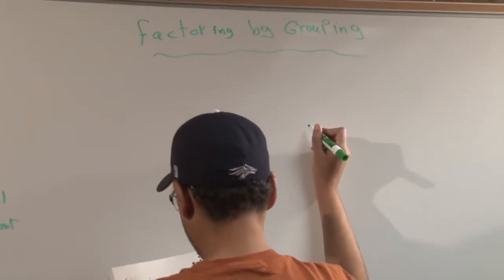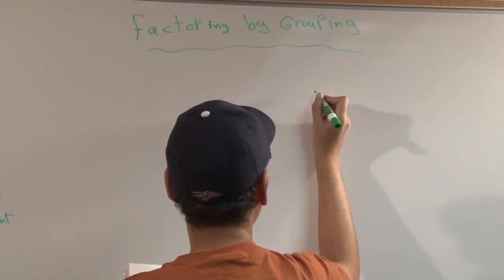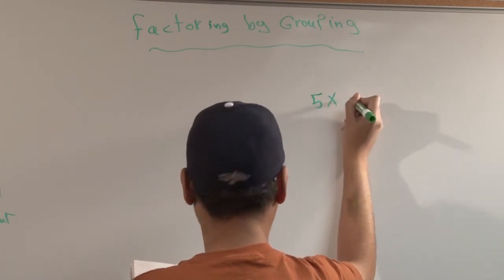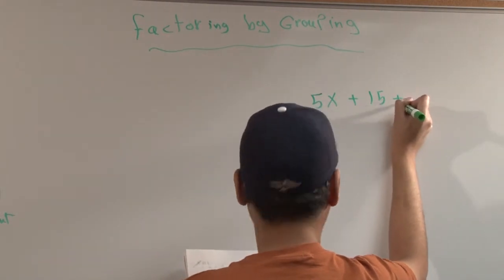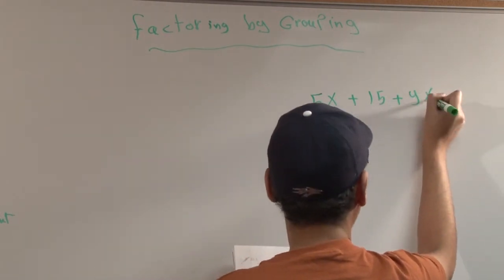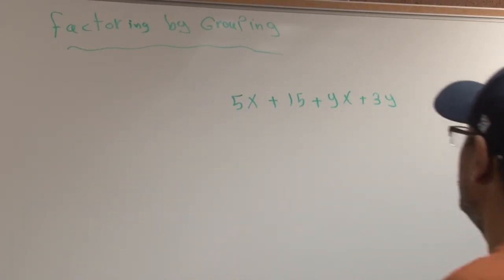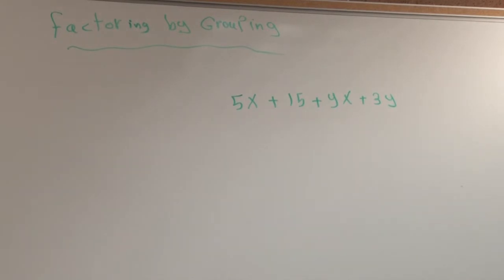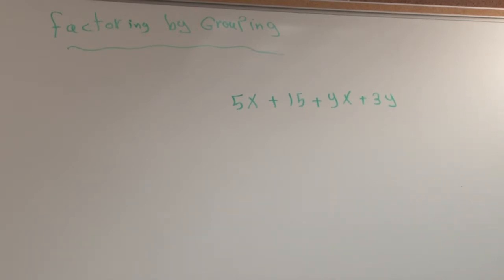If I say 5x plus 15 plus yx plus 3y. Look at this example. Looks complicated. Can we make that into a product of two polynomials? That looks difficult, but let's try that.